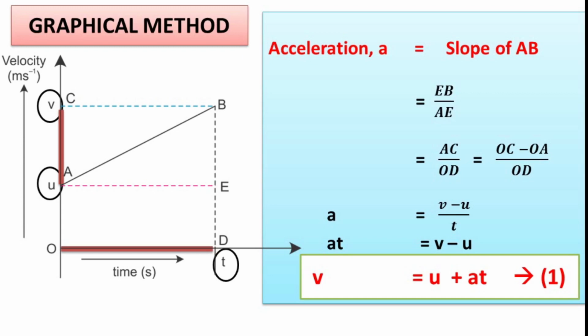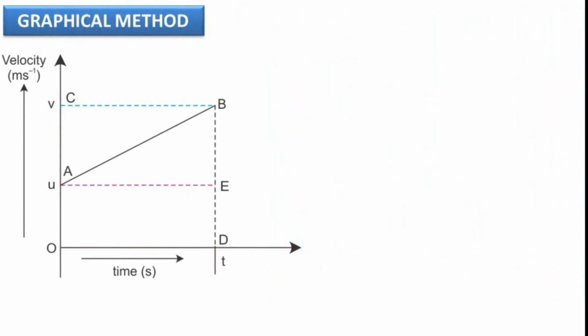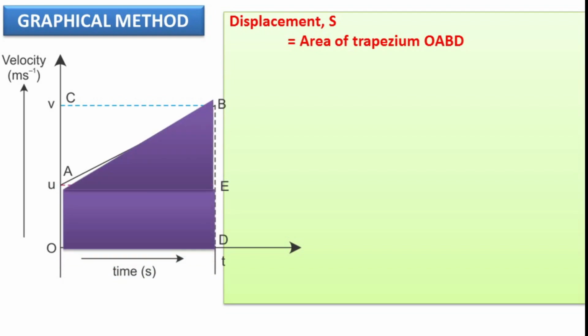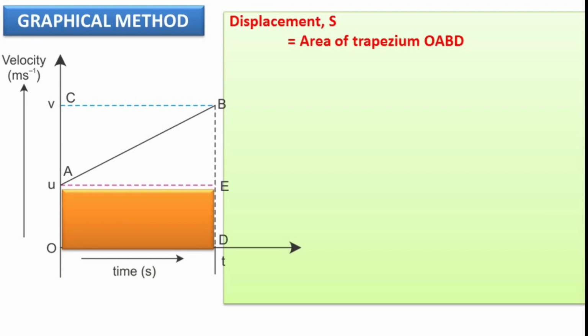Now let us find out displacement by finding the area. So distance traveled in time t is equal to the area of trapezium OABD. Please look in the graph. If you directly find the area of the trapezium, we can derive the third equation of motion. Before doing that, let us derive the second equation of motion. We know distance is equal to the area of trapezium OABD. Look in the graph. This trapezium OABD is the combination of a rectangle OAED and a triangle ABE.